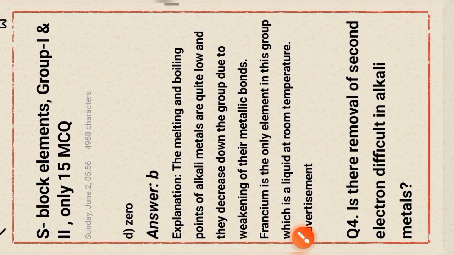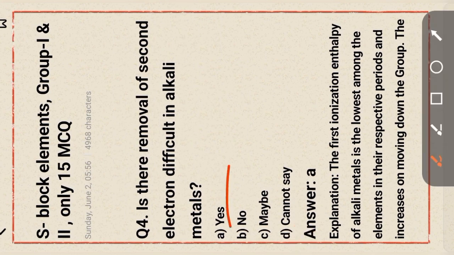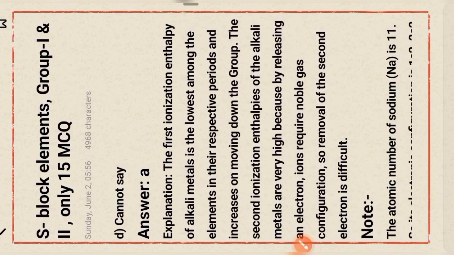Next question: is the removal of the second electron difficult in alkali metals? This statement is true. The first ionization enthalpy of alkali metals is the lowest, because they easily remove the outer shell electron. But the second ionization enthalpy of alkali metals is very high, because releasing an electron from the ion requires breaking the noble gas electronic configuration.